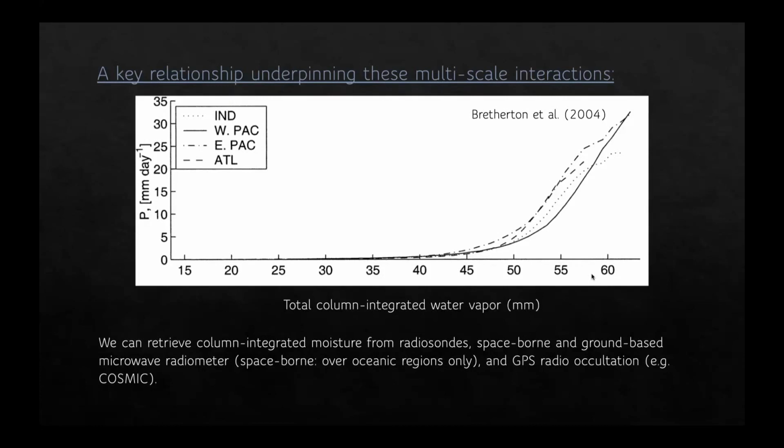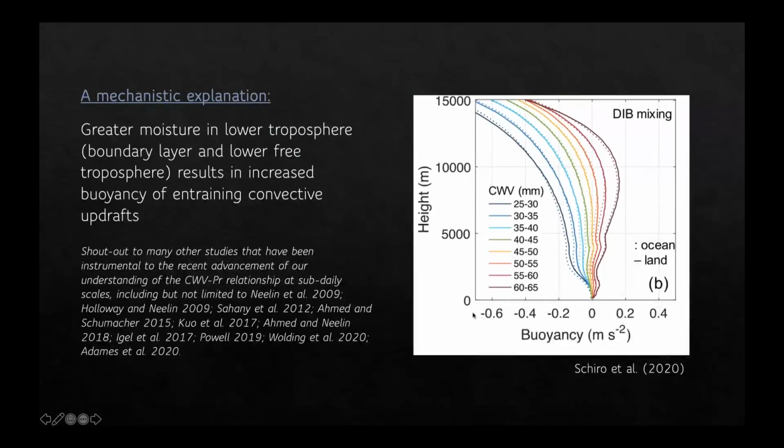The problem comes in when we try and resolve vertically the variability in the moisture structure and temperature structure of the atmosphere. To briefly glance over a number of different processes, one mechanistic explanation for this relationship is simply that when you have greater moisture in the lower troposphere, both the boundary layer and the lower free troposphere, this ends up resulting in increased buoyancy of entraining convective updrafts.